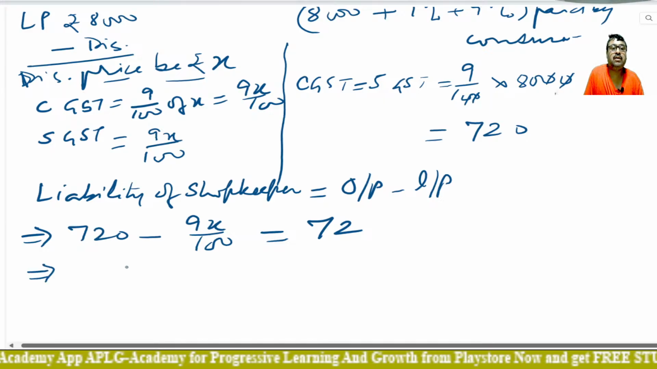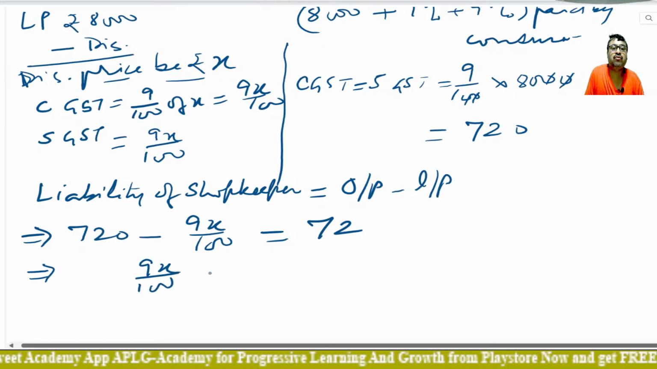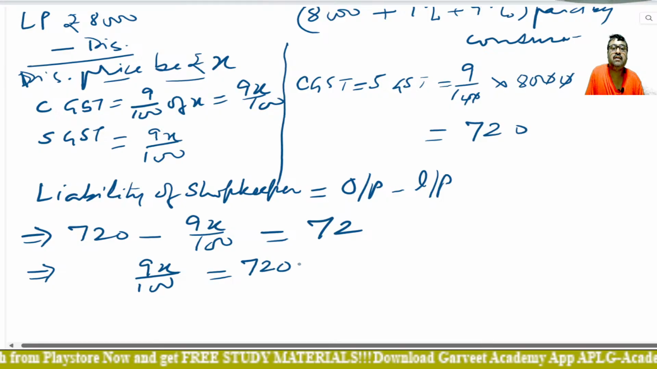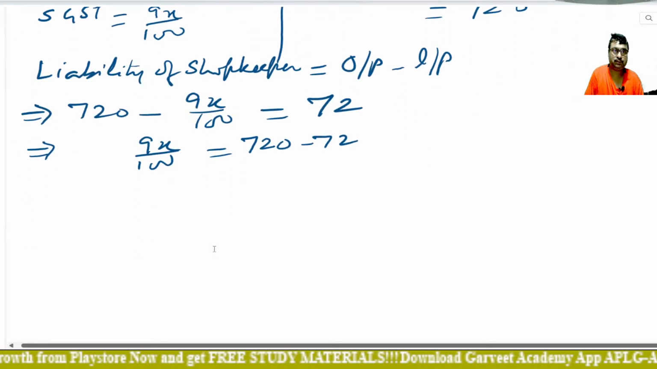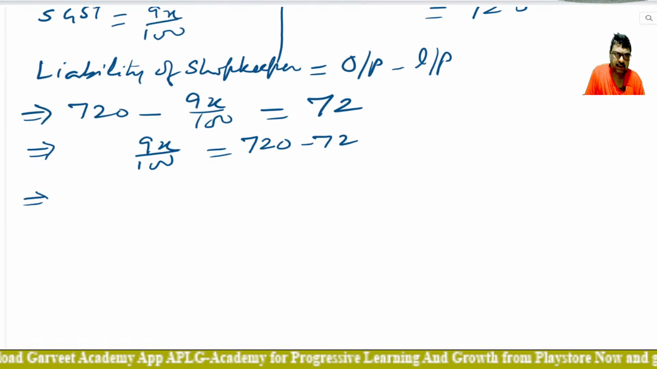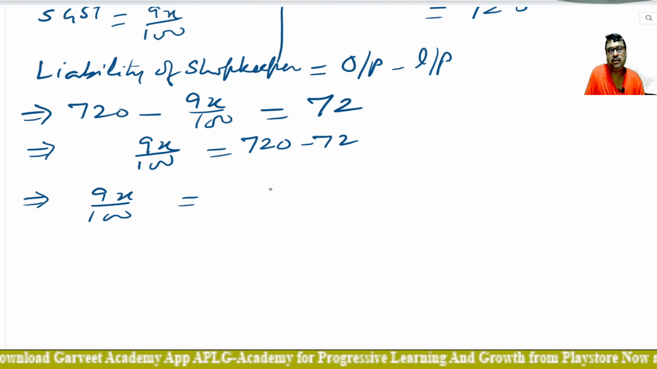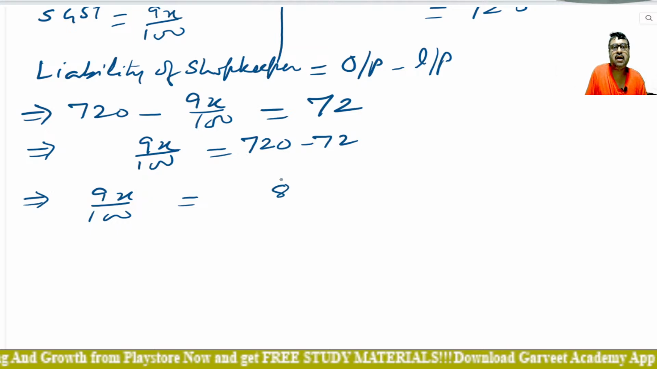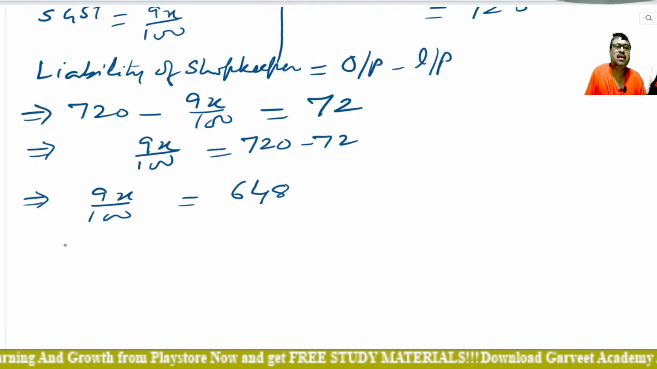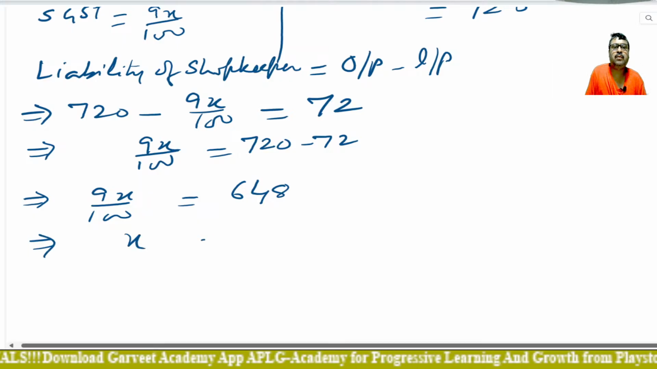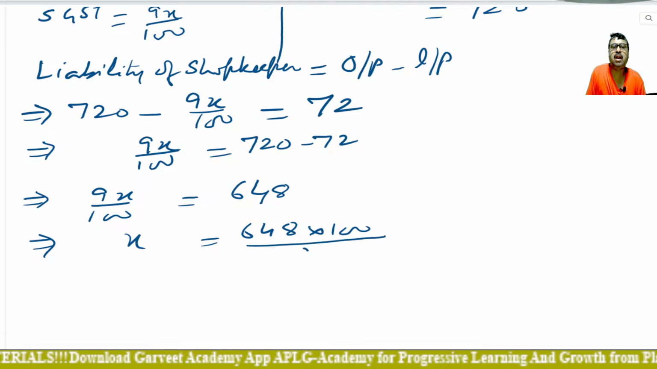So let's calculate it. Let me do it in this way. 9x by 100 goes to the RHS and 72 comes to the LHS. It will be this way: 720 minus 72. This implies that 9x upon 100 will be 720 minus 72, which is 648. So x will be 648 into 100 upon 9.